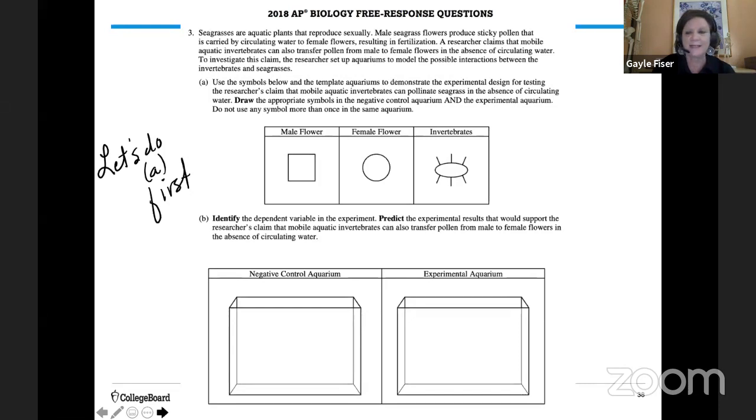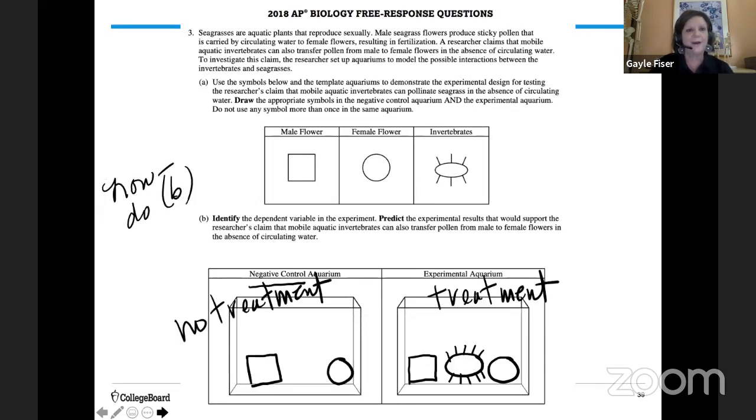About 15 more seconds. Okay, let's take a look. All right, so look at the aquariums at the bottom. You should have a male and a female in your negative control aquarium, and you should have a male, a female, and an invertebrate in the treatment aquarium, okay?